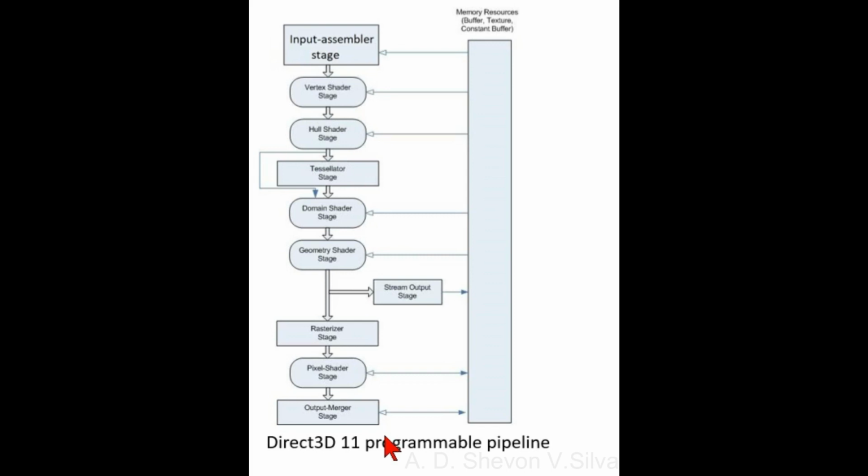Here you can see the input assembly stage is connected to the vertex shader stage. The vertex shader stage is connected to the hull shader stage. The hull shader stage is connected to the tessellation stage or domain shader stage. The tessellation stage is connected to the domain shader stage.